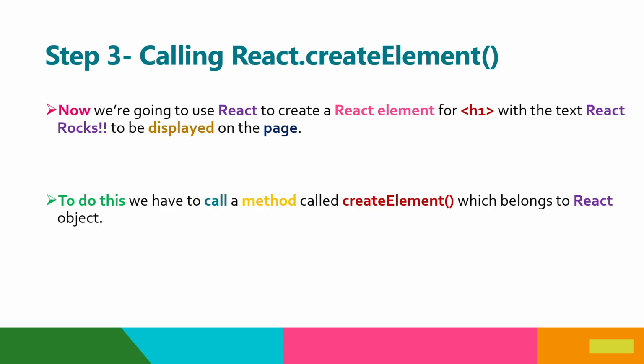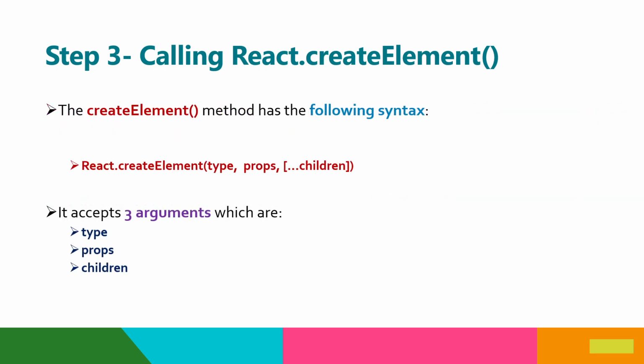So, calling React.createElement. Now we are going to use React.createElement for the h1 tag with the text "React rocks", so it is displayed on the page. To do this, we have to call the method createElement, which belongs to the React object. The createElement method has the following syntax: React.createElement(type, props, children). It accepts three arguments, which are the type, props and children.